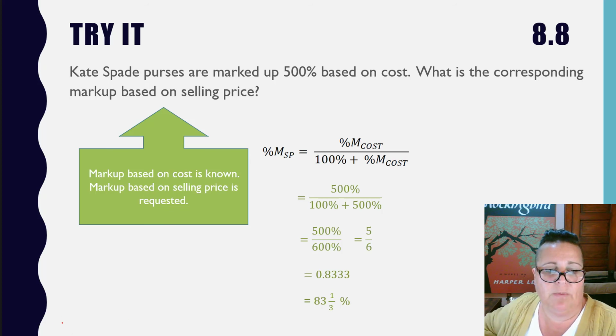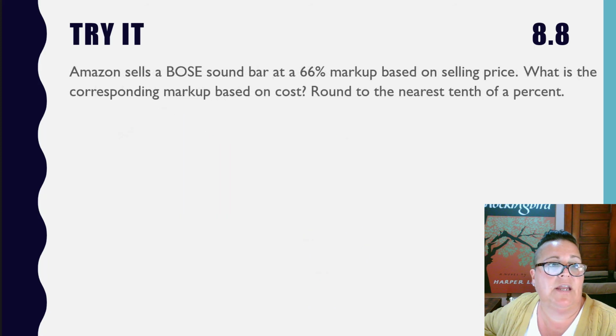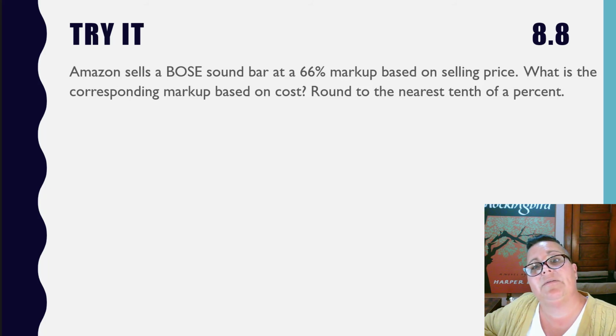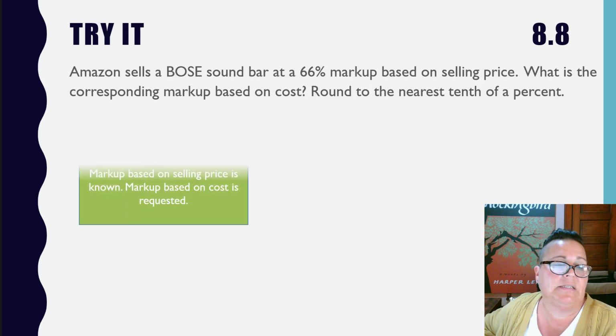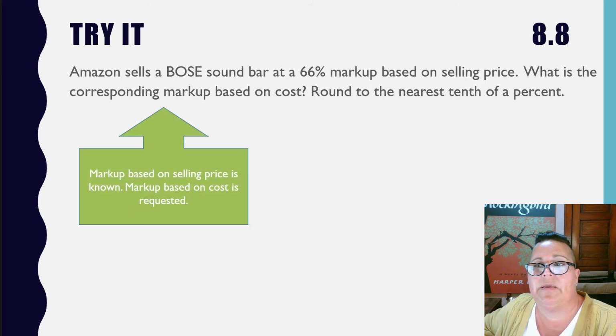Let's try one going the other direction. So the next one says that Amazon sells a Bose soundbar at a 66% markup based on the selling price. What is the corresponding markup based on the cost? And we need to round to the nearest 1/10 of a percent. So markup based on selling price is known. Markup based on cost is what's requested.